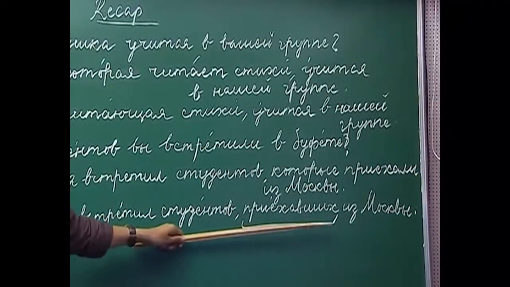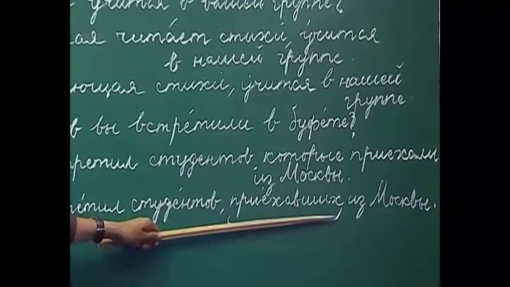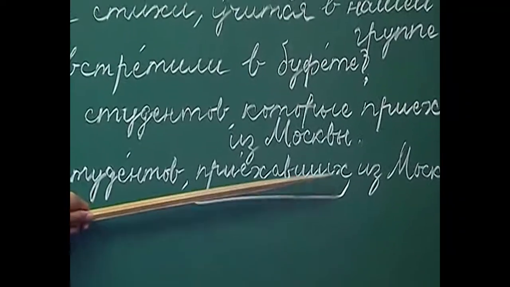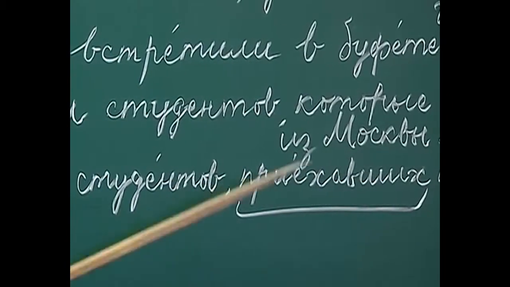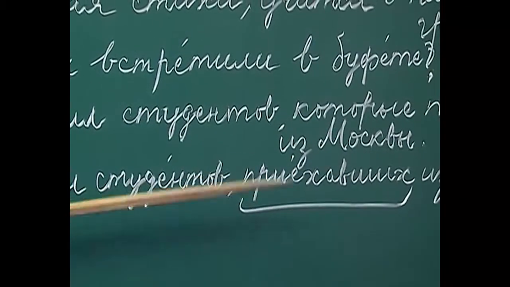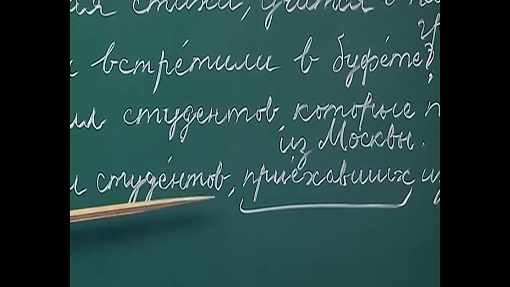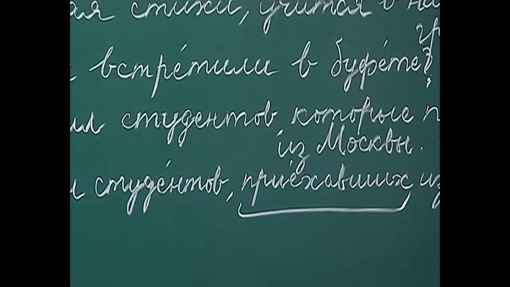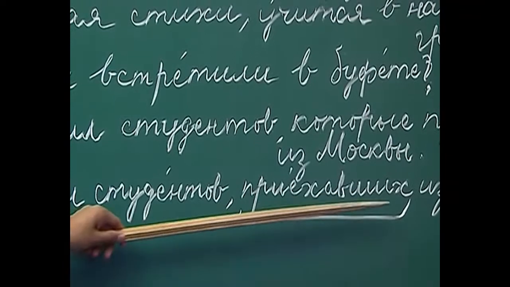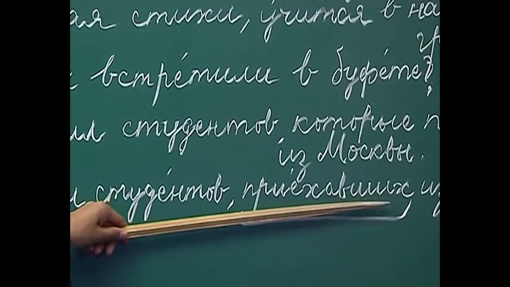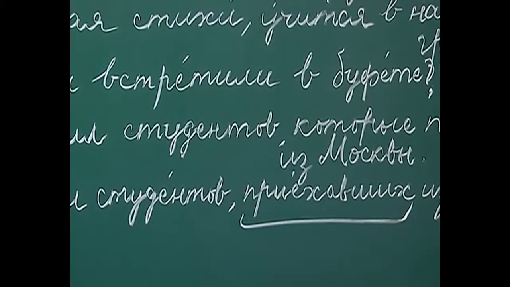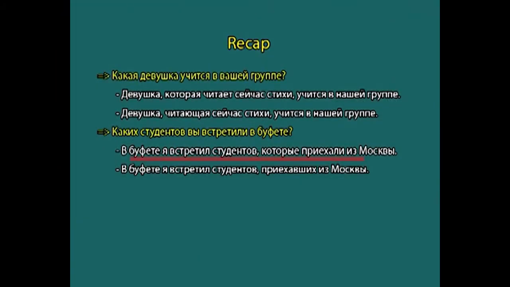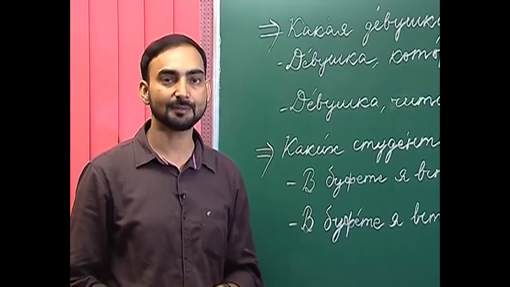Here we are using the active participle in the past tense, and the gender, number and case will depend on the noun it qualifies. So, here the noun which it qualifies is студентов, which is in the accusative case plural number. So, the form of приехавший will be in the plural number and accusative case. So, this was about the active participle.